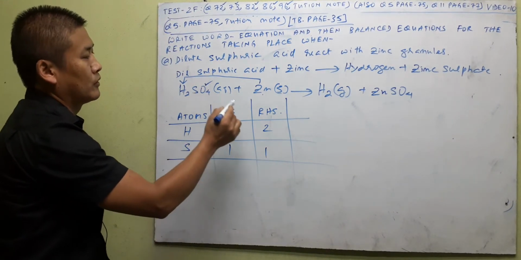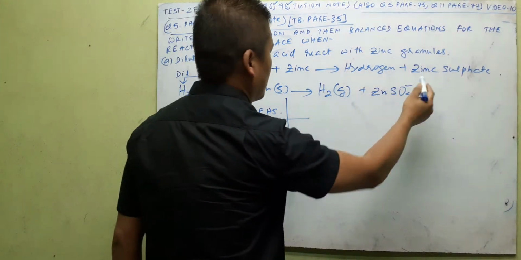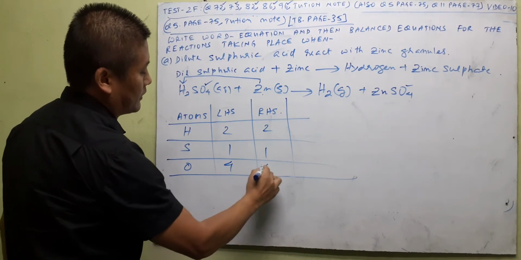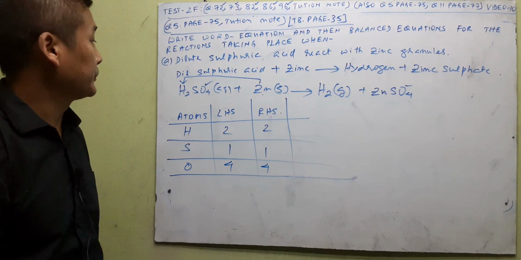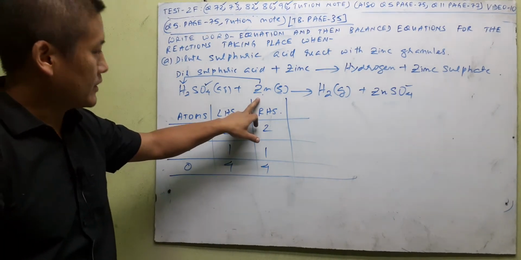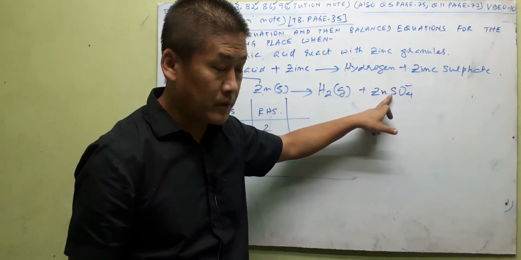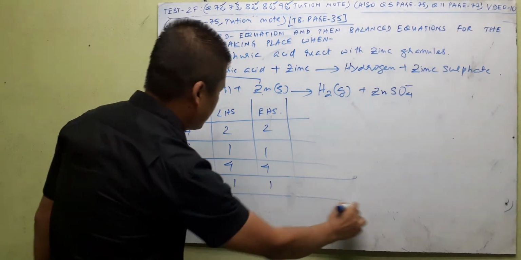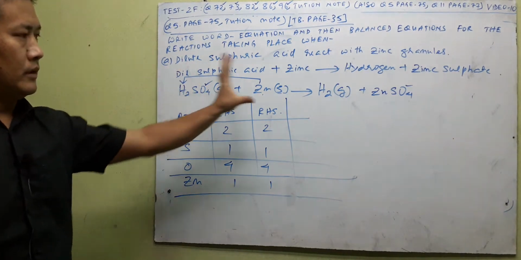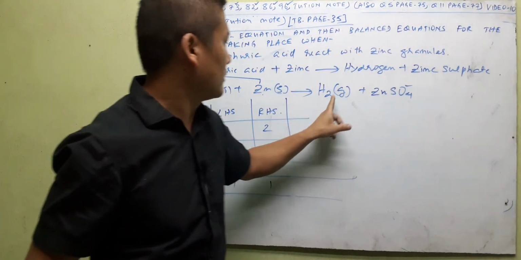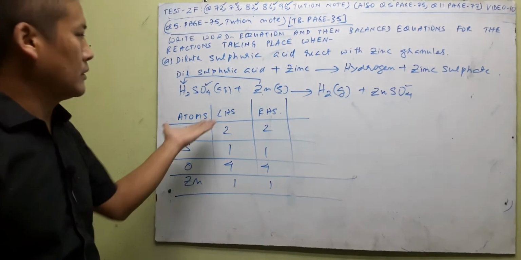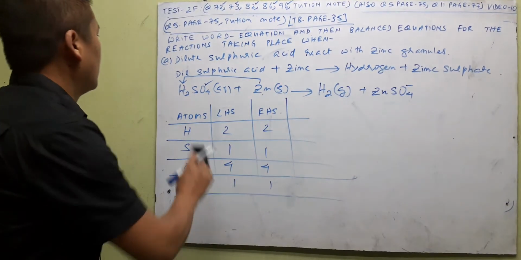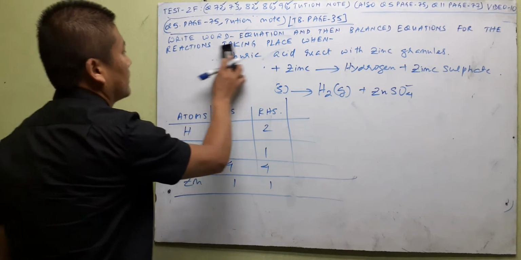Then O, 4. Here also 4 at the back. So we write here O, 4 on the left, 4 on the right. So far everything is balanced. Then we go to Zn. Here Zn, 1, here also at the back. No number means 1. So in this equation, everything is balanced. So now, this is the balanced equation. So this is how we write. First one is the skeletal itself is balanced. We don't need to balance. Let's go to the B.